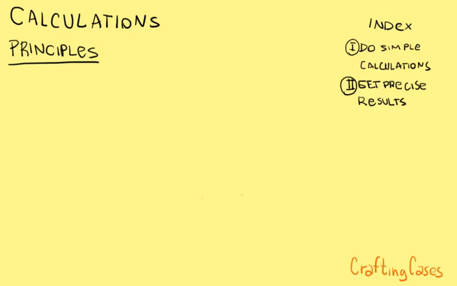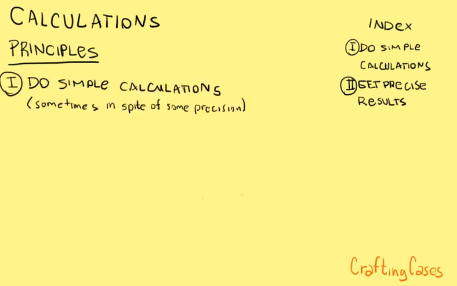There are two principles behind doing calculations in case interviews. Do simple calculations and get precise results. Let's start with do simple calculations. There are two reasons why you should only do simple calculations. First and most importantly, it will save you time. You have only 30 minutes to solve a full business case. Therefore, time is a valuable asset and should be spent wisely.